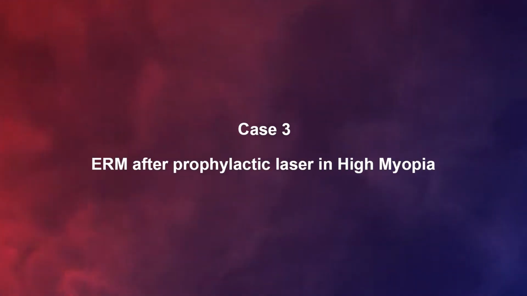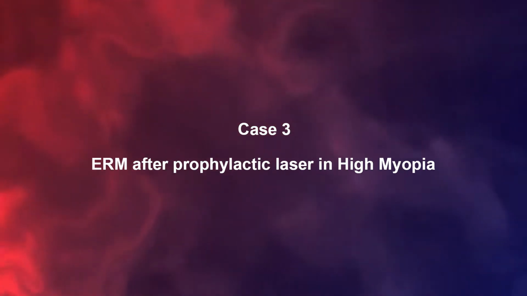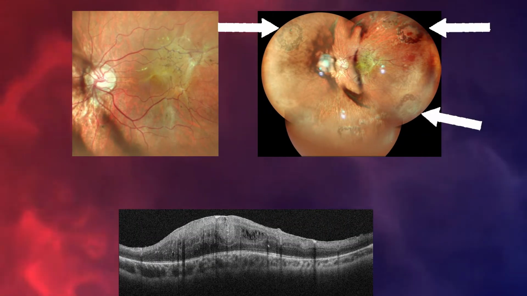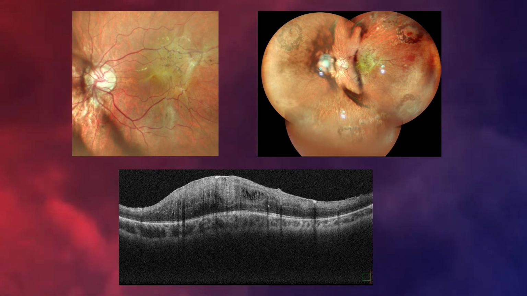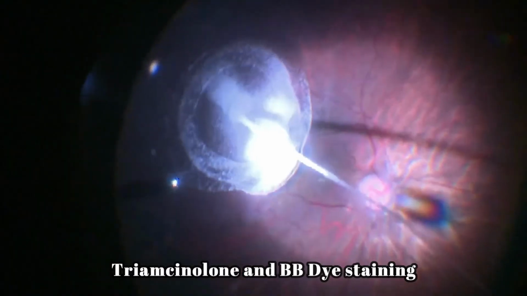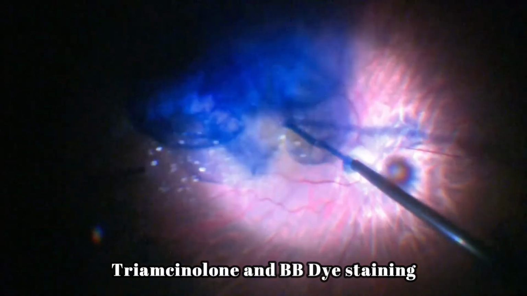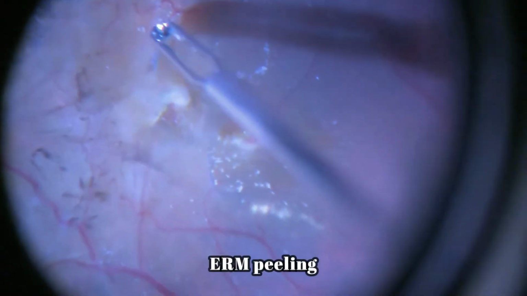For this case, the patient presented to us with a history of prophylactic laser carried out to seal the breaks, which had led to membrane formation. The surgery was started with Triamcinolone and brilliant blue dye staining. The epiretinal membrane was peeled.